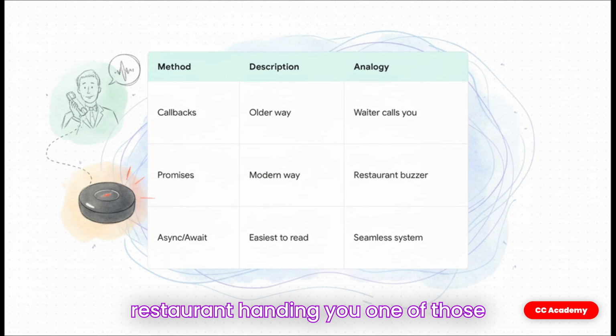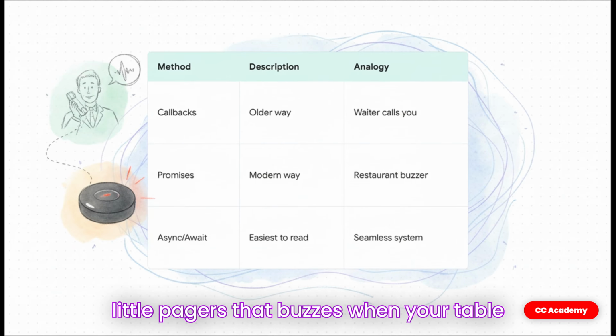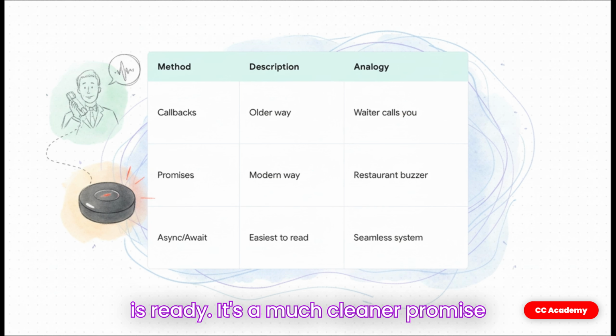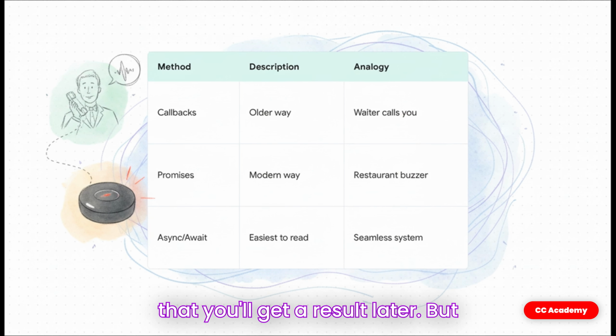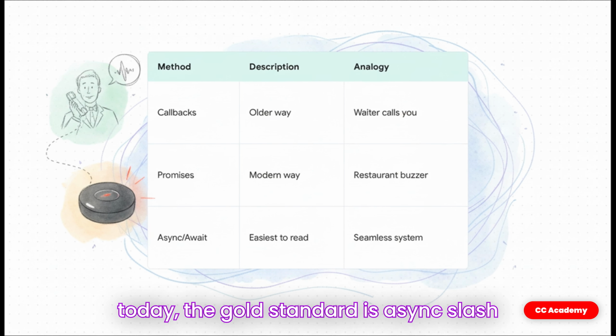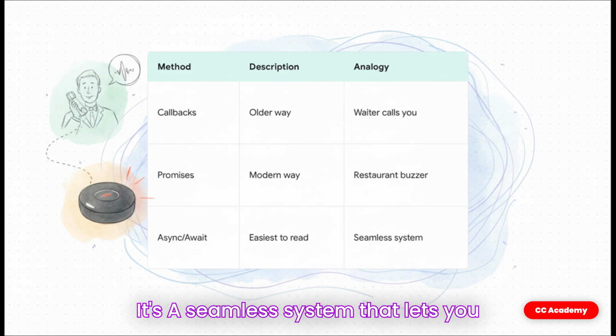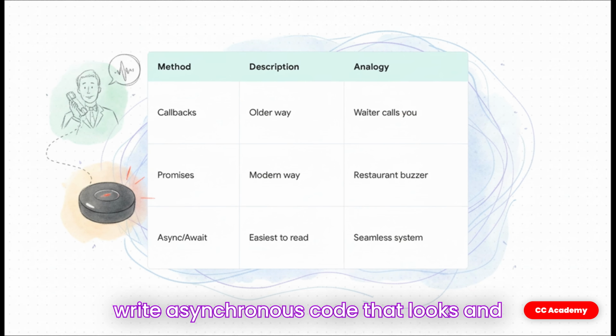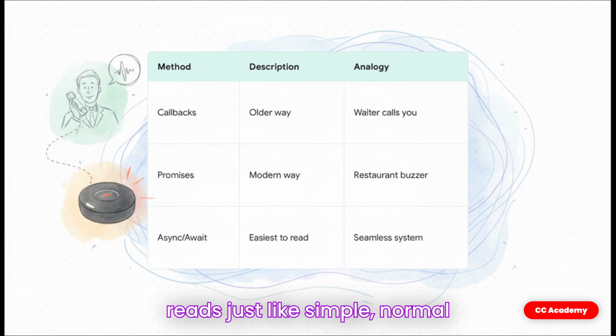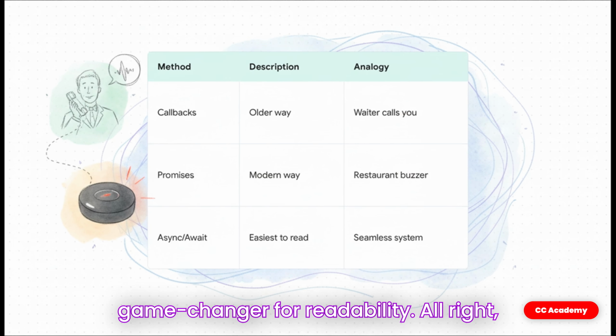Think of this like the restaurant handing you one of those little pagers that buzzes when your table is ready. It's a much cleaner promise that you'll get a result later. But today, the gold standard is async/await. This is the best of both worlds. It's a seamless system that lets you write asynchronous code that looks and reads just like simple, normal synchronous code. It's a total game changer for readability.